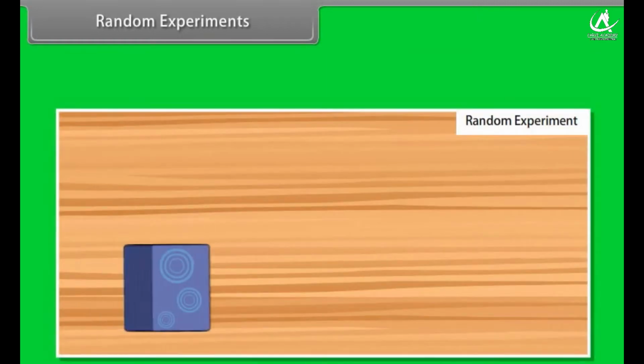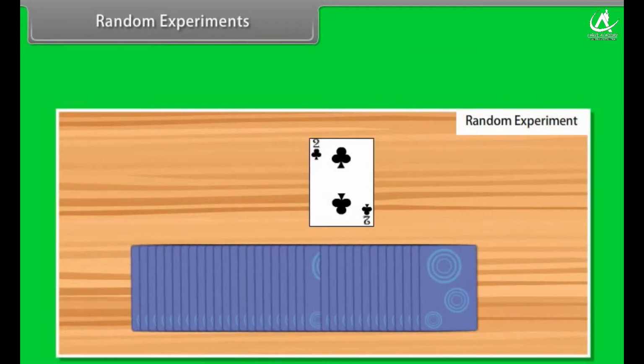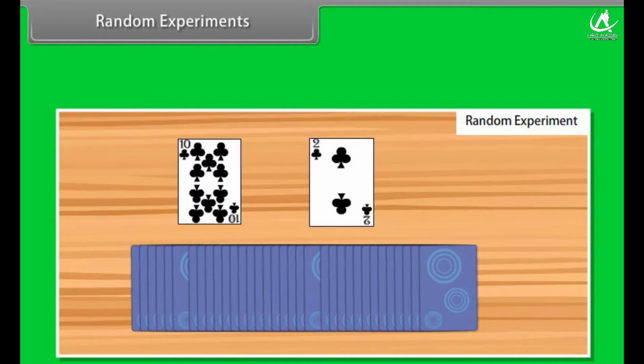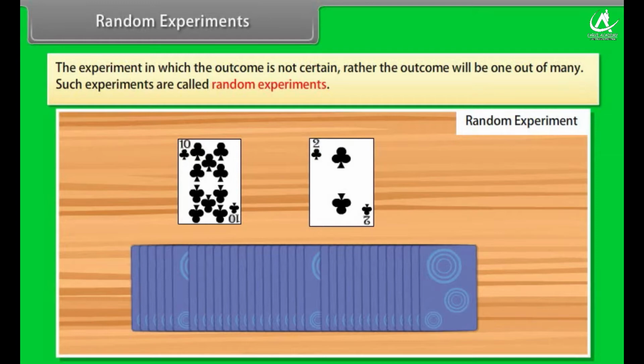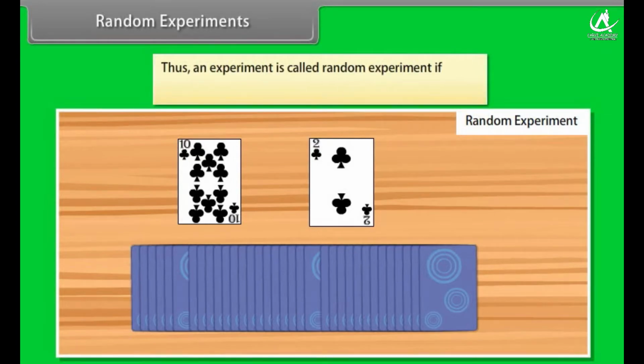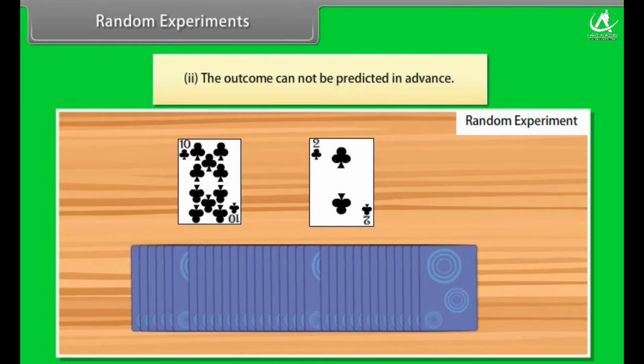Such experiments are called the deterministic experiments. But we also perform experiments like drawing a card from a well-shuffled pack of playing cards, where the outcome is not certain. Rather, the outcome will be one out of many. Such experiments are called random experiments. Thus, an experiment is called a random experiment if 1. It has more than one possible outcome, and 2. The outcome cannot be predicted in advance.